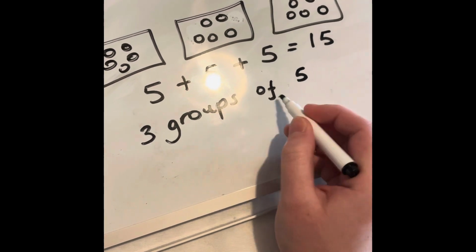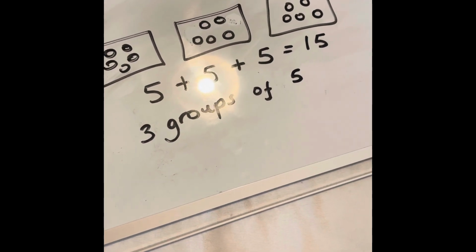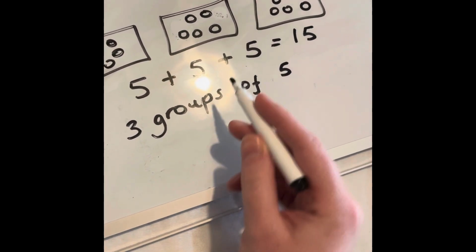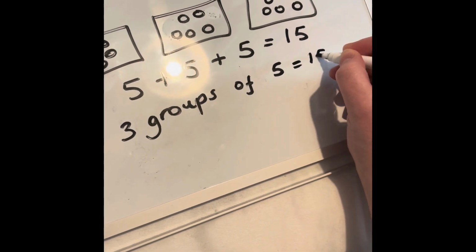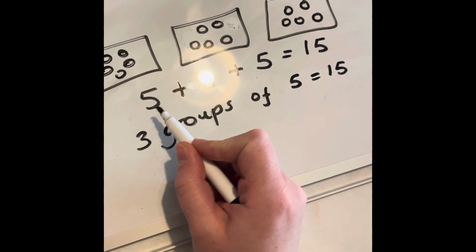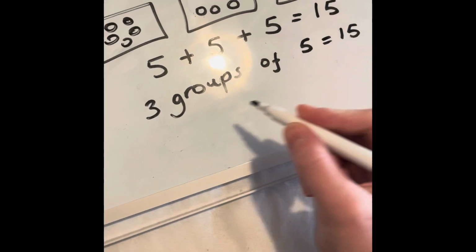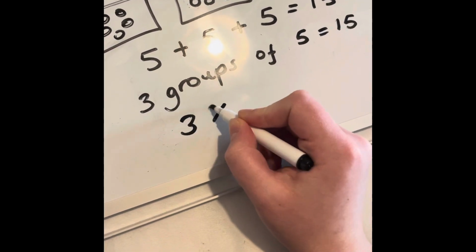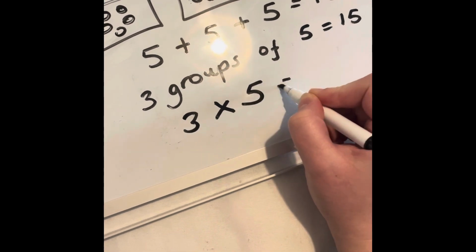So if we're doing groups of something, we're multiplying. So 3 groups of 5 is 15. You're going to get the same answer for multiplication as you will when you do repeated addition. So 3 times 5 is 15.